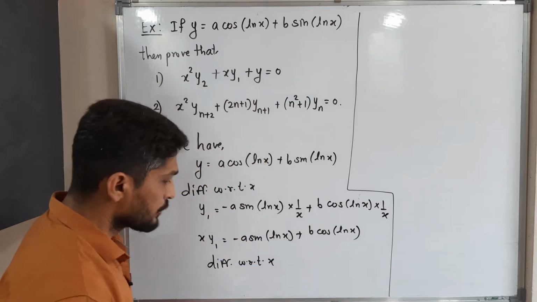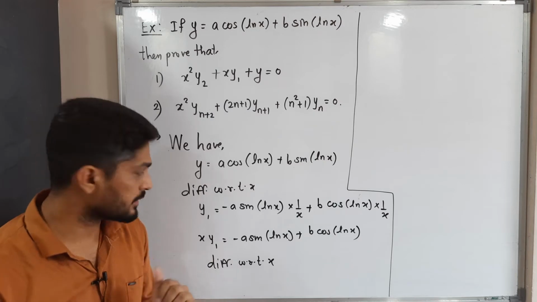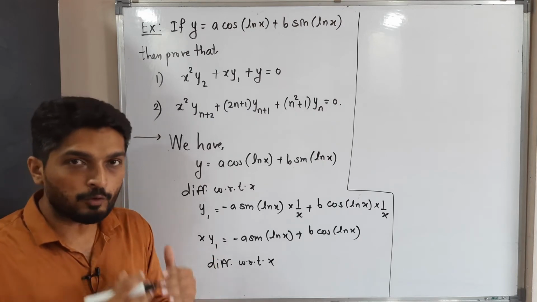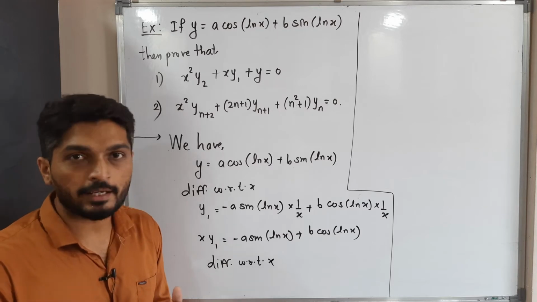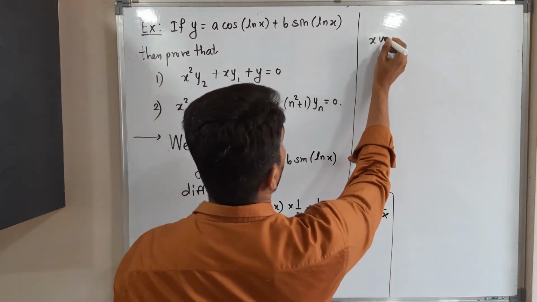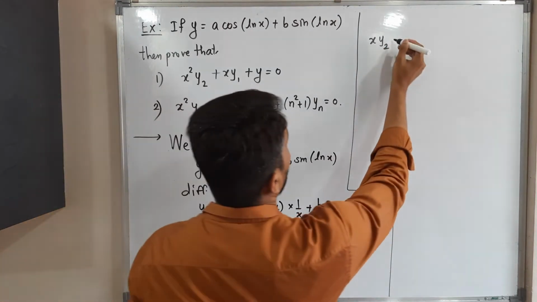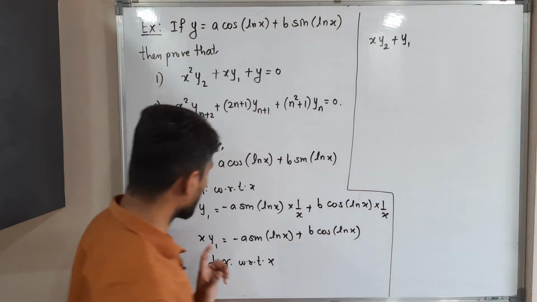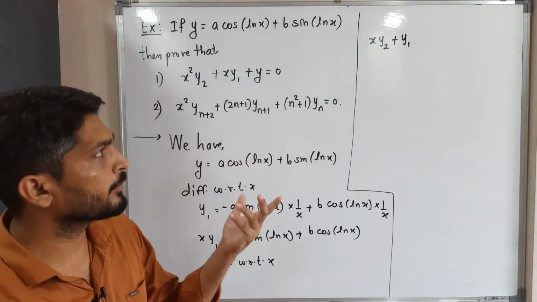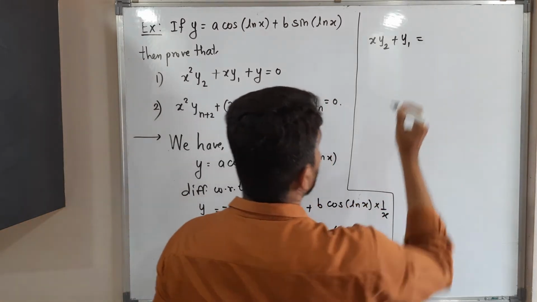Okay, so now we have to differentiate with respect to x, but there is a product of two functions, x and y1. That means I should use the u into v formula. First into derivative of second plus second into derivative of first. x as it is, derivative of y1 is y2, plus y1 as it is, derivative of x is 1. So I will not write anything. Derivative is 1, so y1 into 1 you will have y1. So this is equal to, let us go further.